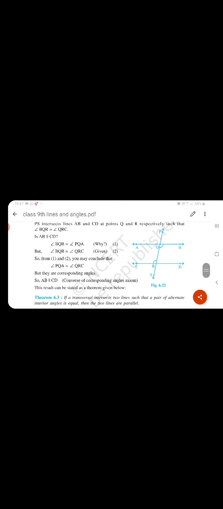What is theorem 6.2? If a transversal intersects two parallel lines, then each pair of alternate interior angles is equal. That is your theorem 6.2. What is an alternate interior angle? This pair Q and R is called alternate interior angles, and this is also an alternate interior angle pair. That is your theorem 6.2. Alternate interior angles are equal.